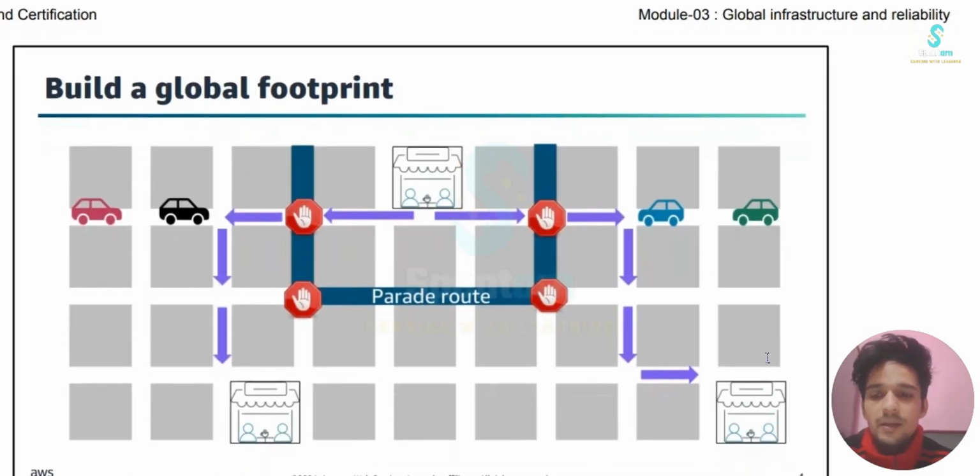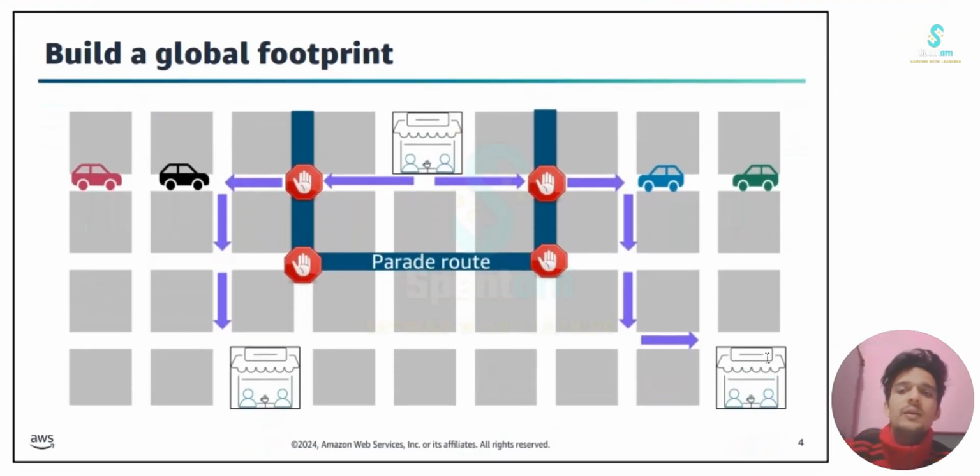So, for example, here is the example of building a global footprint. First of all, this is my one shop and these are my other shops in the different blocks, which are nothing but your areas. Like in India we have sectors, sector 1, sector 62, right? Like that only. So here cars are coming one by one, but there is a parade route which is officially managed by the army for today only. Let us suppose it's 26 January and it's a parade day for India.